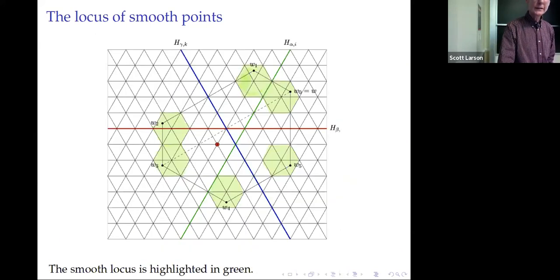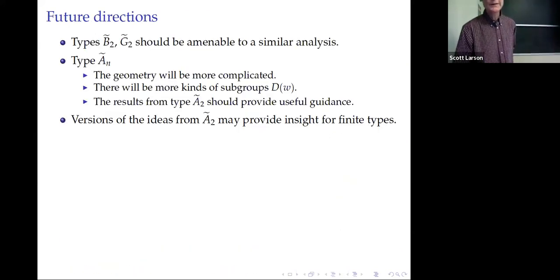So let me just mention that there's a couple of future directions that we were planning to look at. Again, as you were asking, Dan, types B2 tilde and G2 tilde should be amenable to very similar analysis. Now, type An tilde is actually surprisingly daunting because, first of all, you're going to be looking at R^n instead of R^2. So visualization, of course, becomes much more difficult. The geometry is going to be more complicated.